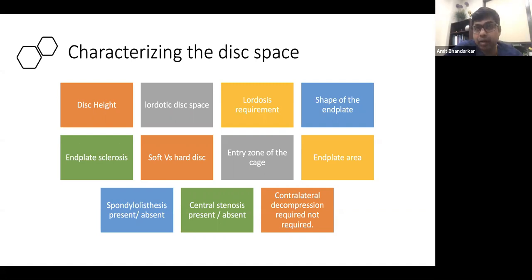Decompression, if it's needed, basically the endoscopic option is out. And if there is a contralateral or a facet hypertrophy, Kambin's triangle is substantially narrowed down. And if a contralateral decompression is needed, a nice centralized cage can be easily placed. So these are all characteristics that we need to keep in mind, and we'll discuss more when we go through these case examples.